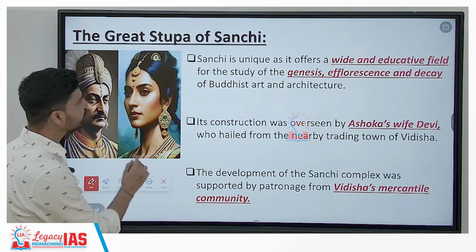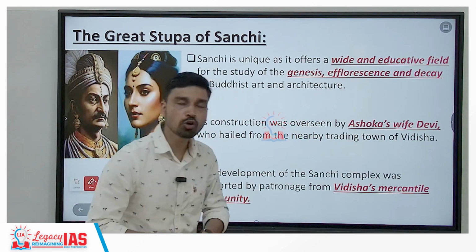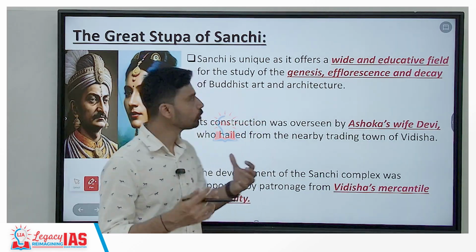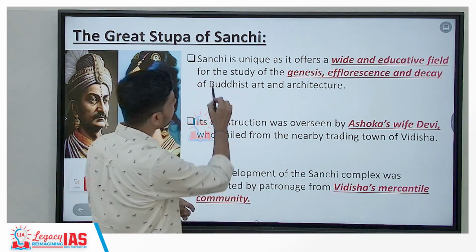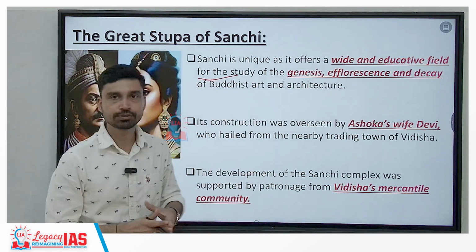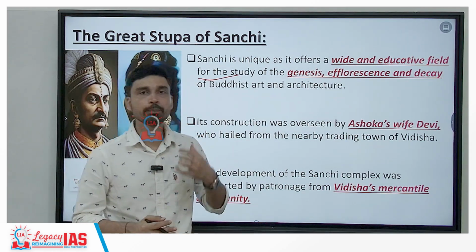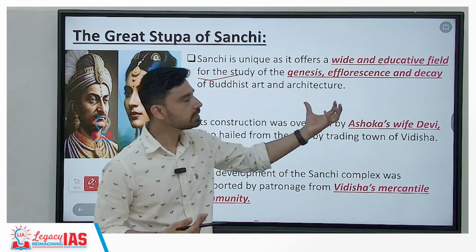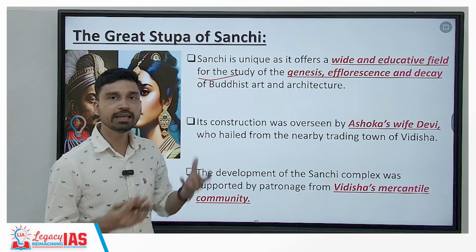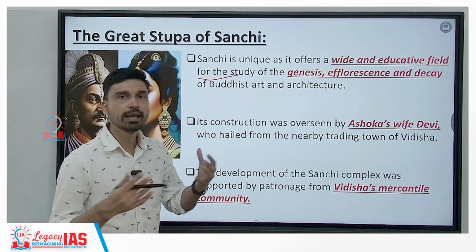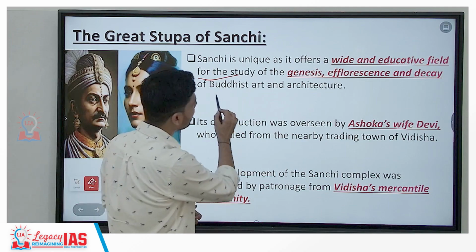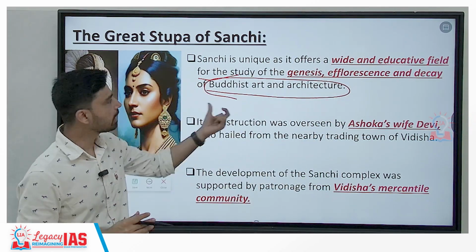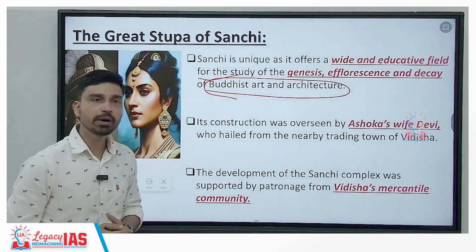If you take a look at the Great Stupa of Sanchi, it is unique because not only does it offer a depiction of the Buddha's life, but it also offers a wide and educative field for the study of three things. We know that Buddhism at one point in time gained prominence in India, what we can call the genesis or evolution, then efflorescence, and finally Buddhism decayed. That means its spread started to slow down and its acceptance started to decline. How and why this happened can also be understood by studying the art and architecture of Buddhism, and the Sanchi Stupa is one such example.